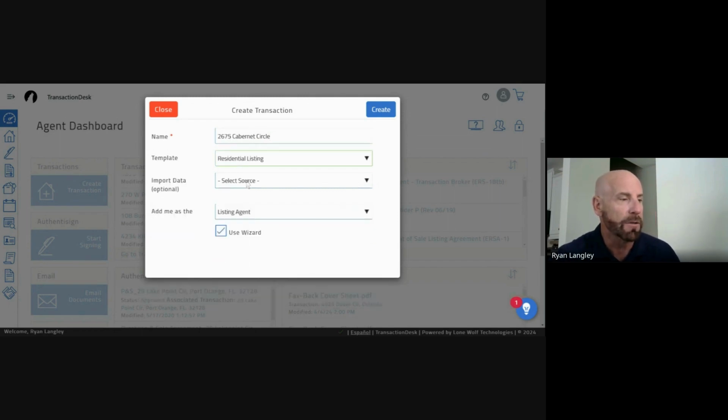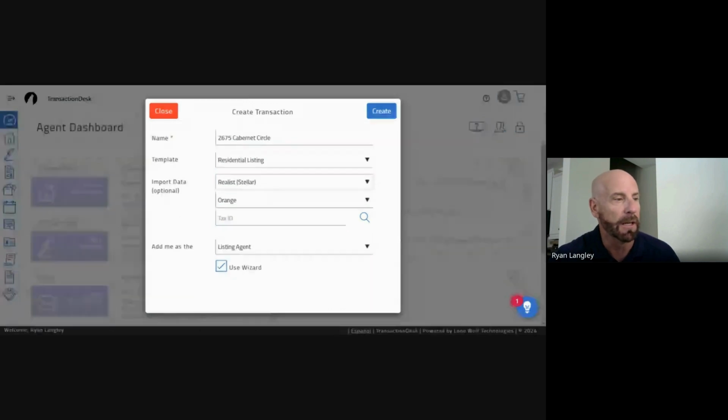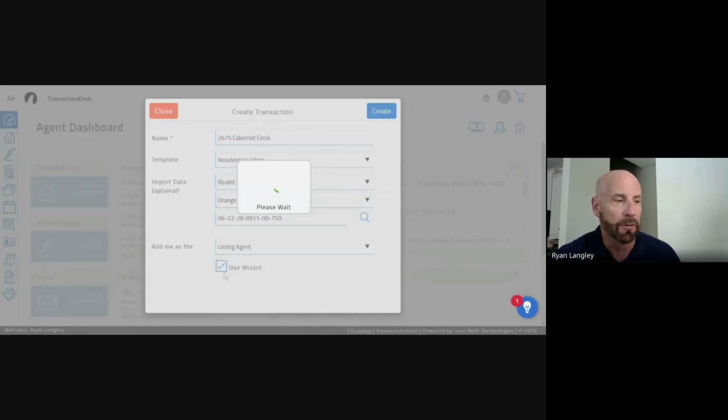Residential listing, let's do. Import data, select source. Use Realist Stellar, and it is going to ask me, it is in Orange County, Florida, in the tax ID, which I've already looked up on the Orange County Property Appraiser. I'm not sharing that with you guys because it's not popping up on the screen, but I already have the tax ID, which I got from there. And there we go. Everybody see that okay? All right, there we go. We're going to create this.